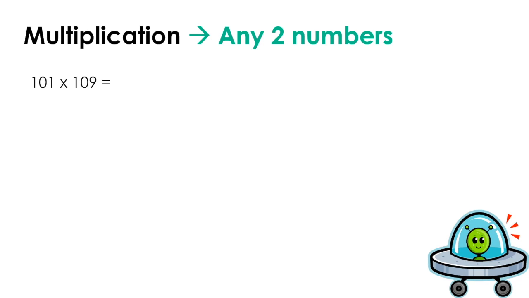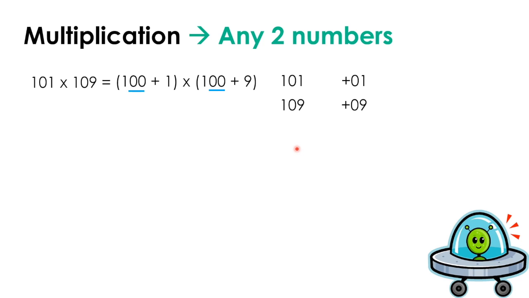Now let's try a larger number. 101 times 109. So 101 is 100 plus 1. 109 is 100 plus 9. So you put these two numbers here. You put plus 1 and plus 9 here.